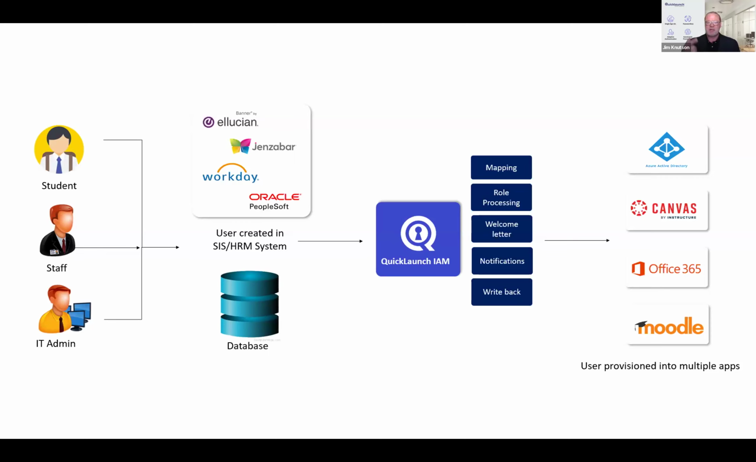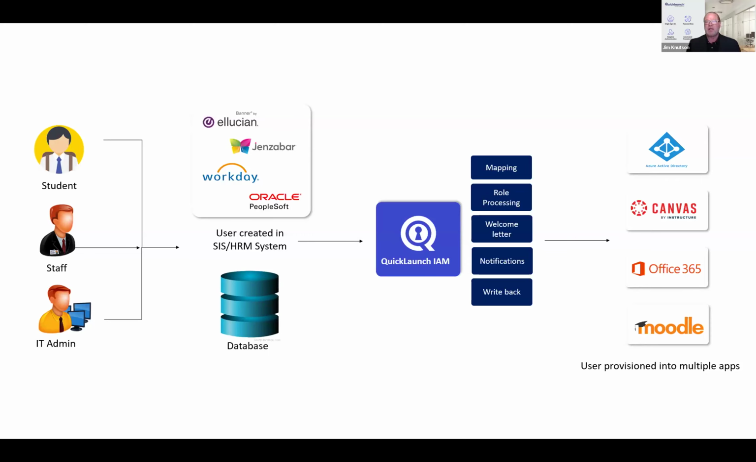QuickLaunch watches over there, sees a new user come in, brings it in, grabs the attributes that it needs, either from Active Directory or from other sources, populates those attributes for the user. That would be account name, email, phone, that kind of thing, and then pushes them out to the other applications that you have with provisioning.